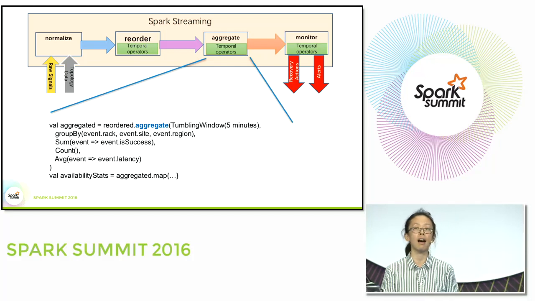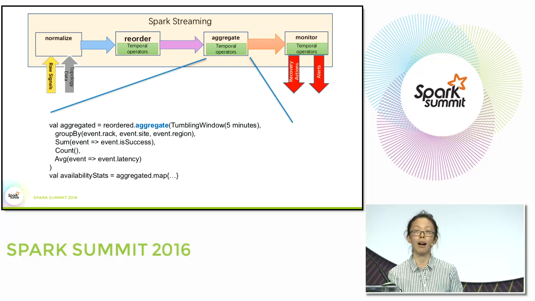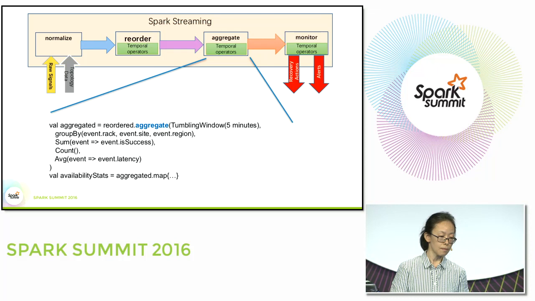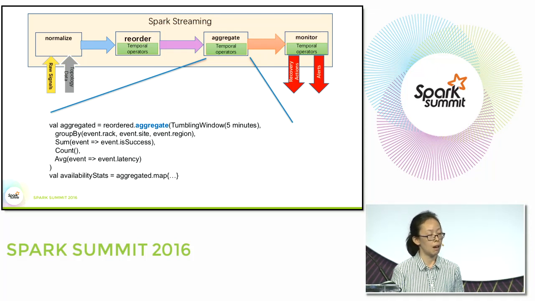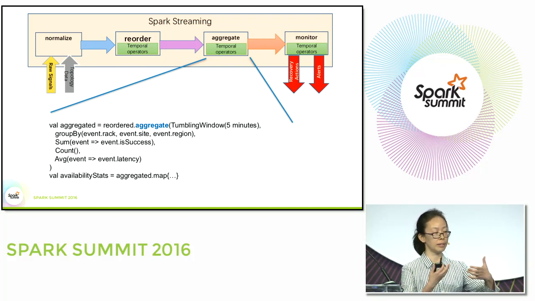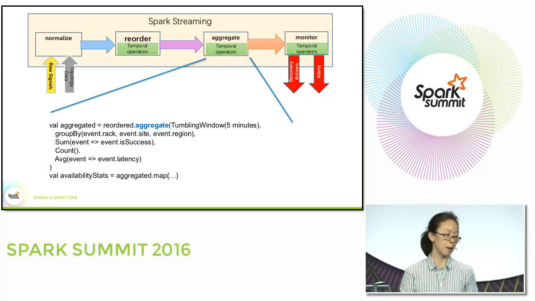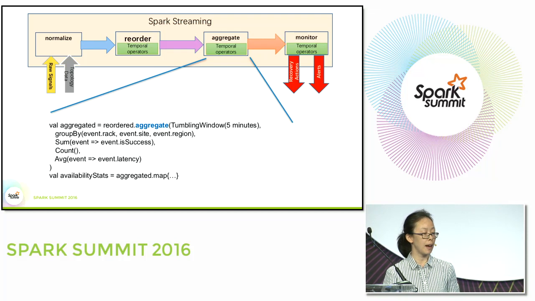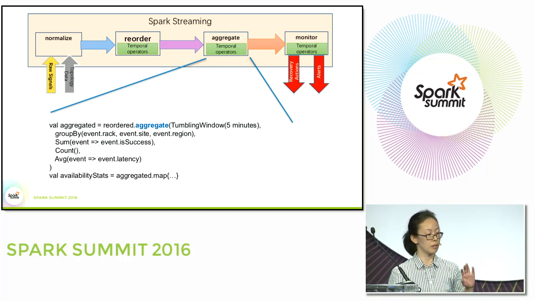And then next is the aggregate operator. So here, the aggregate operator will take a window definition. In this example, we are using a tumbling window. Tumbling windows are non-overlapping windows. So here we use a tumbling window of 5 minutes. And then you can specify grouping attributes. This is like a regular group by aggregate. And then followed by a list of aggregate functions.